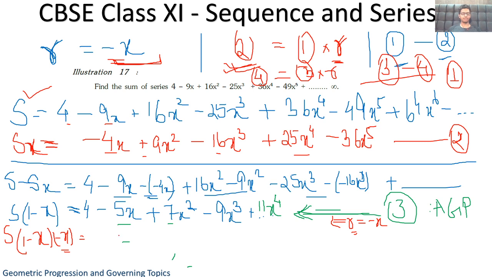So we multiply 4 by minus x and get minus 4x. Then we multiply minus 5x by minus x, so it would be 5x square. Then 7x square multiplied by minus x would be minus 7x cube, and then minus 9x cube multiplied by minus x would be plus 9x to the power 4. So this is equation 4. All good so far?